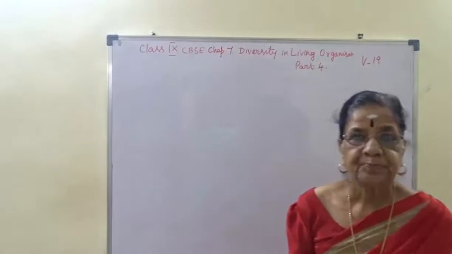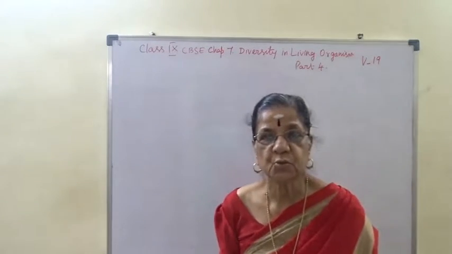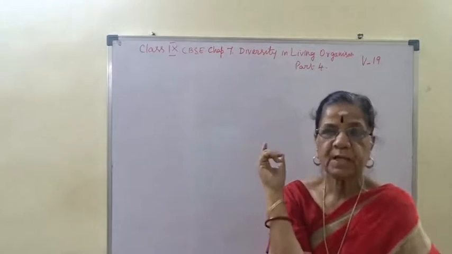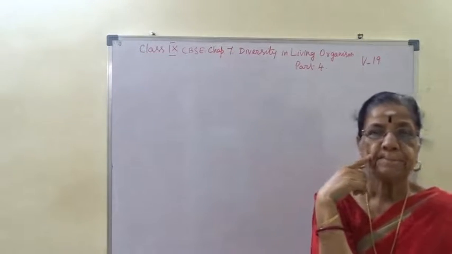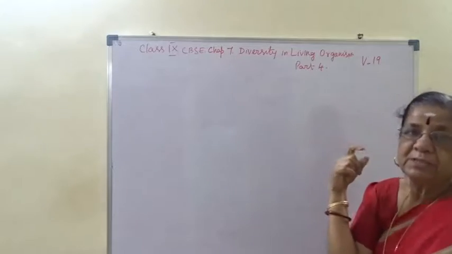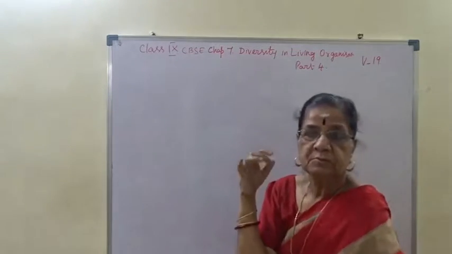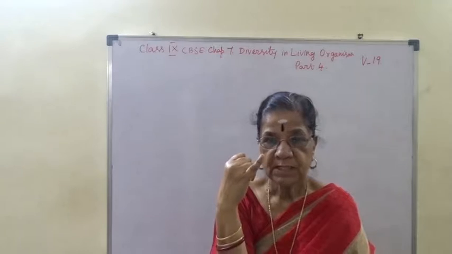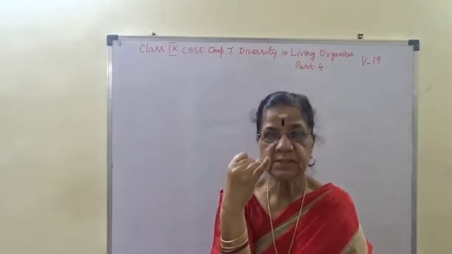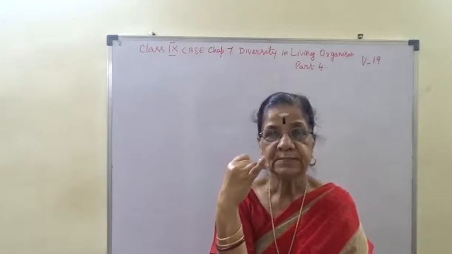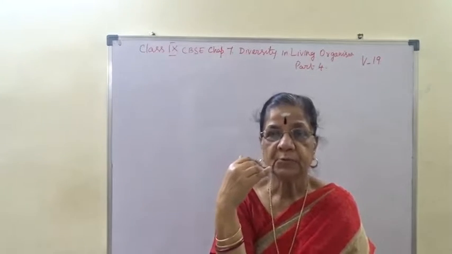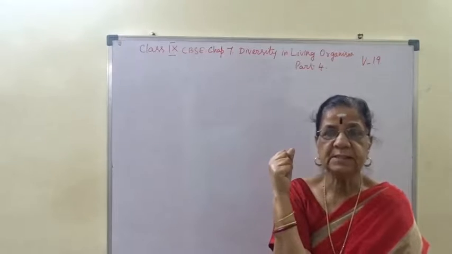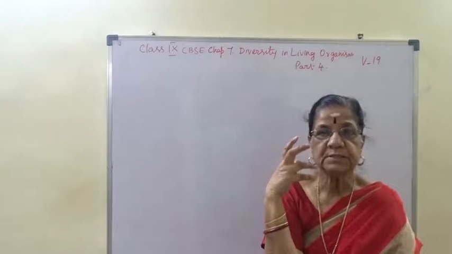I hope you are doing well and you have gone through the videos so far for Chapter 7, Diversity in Living Organisms. Now I am continuing the same chapter as video number 19, part 4. In part 1, we learned the introduction and five kingdom concept. Part 2, plant kingdom details. Part 3, criteria for classifying animals as kingdom Animalia. And now we are going to see the salient features of the animal kingdom, invertebrates and vertebrates. I hope you can recollect the points completed so far.